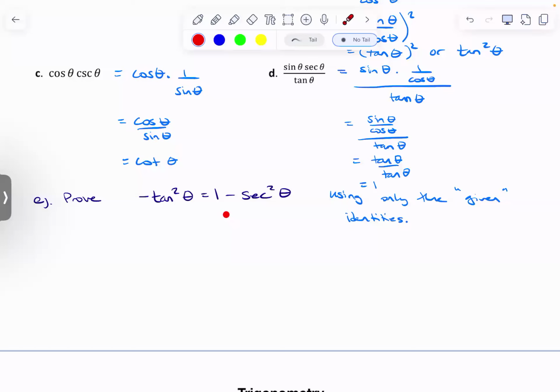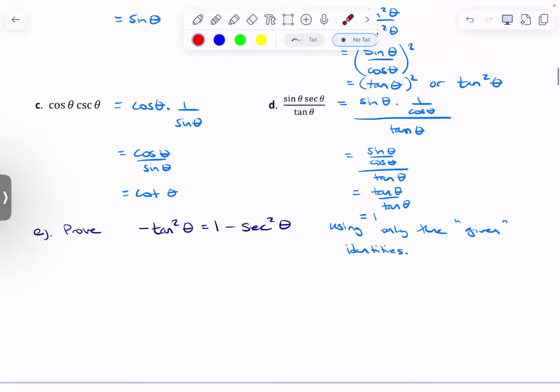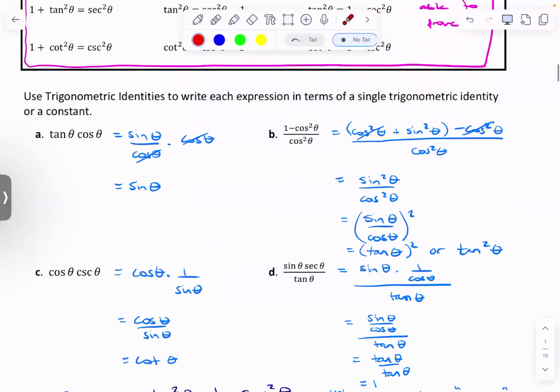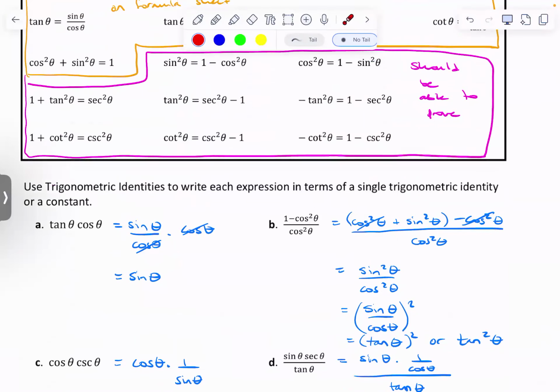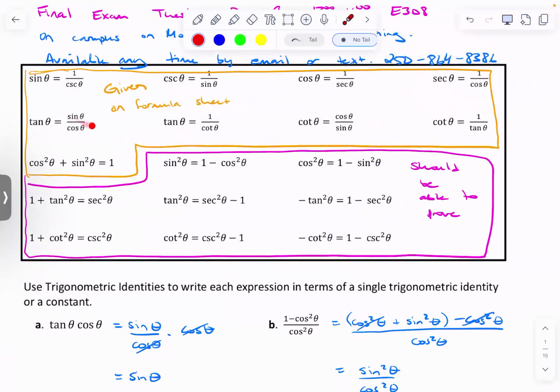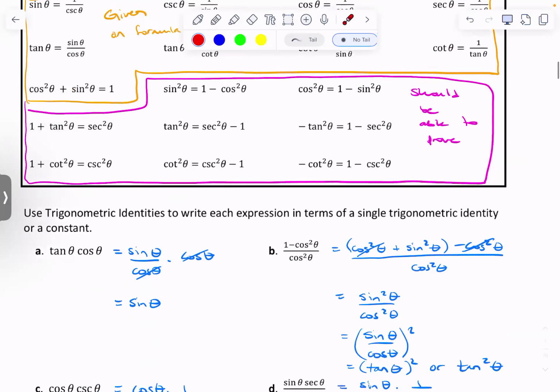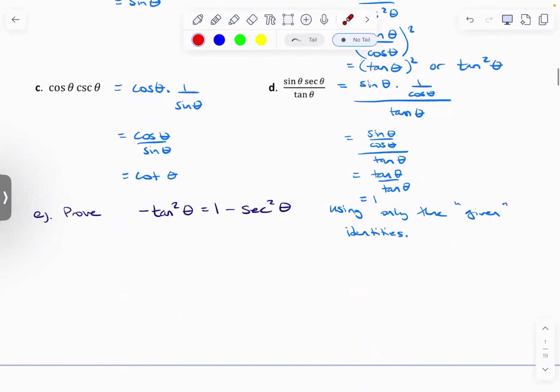The final thing we're going to do in this course is to prove one of those identities. Now, there are lots of different approaches. Some will be faster than others, but it doesn't matter, as long as you are only substituting the given identities. On your formula sheet, you only have the top 2 rows and the Pythagorean identity. And you're allowed to use those.